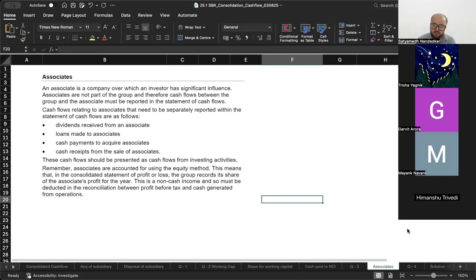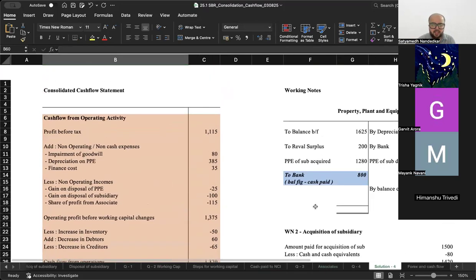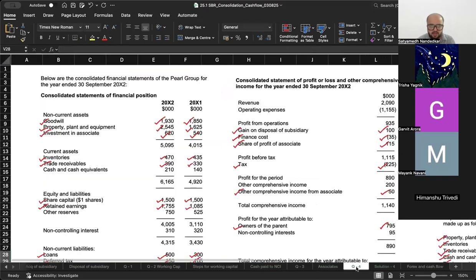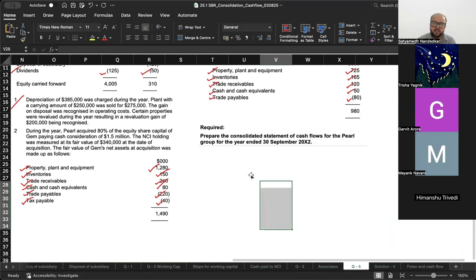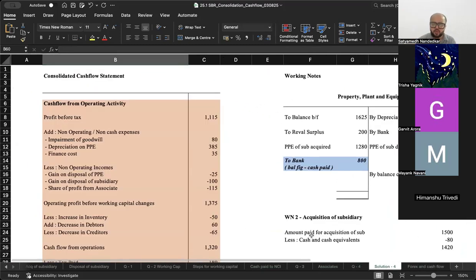Transactions with the associate are included in the consolidated cash flow. Ideally, what I would recommend is, see, there is a question called Pearl Company in the study text of Kaplan. I have solved that entire question. It's a 1 hour solution, by the way.